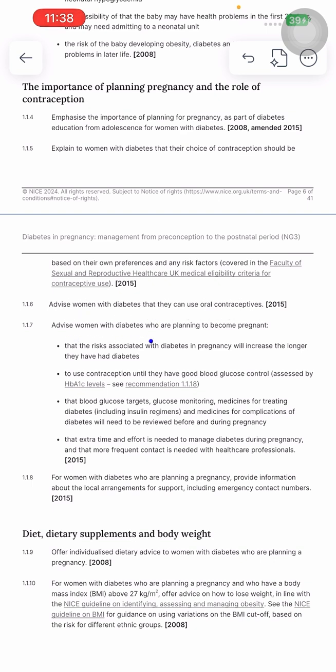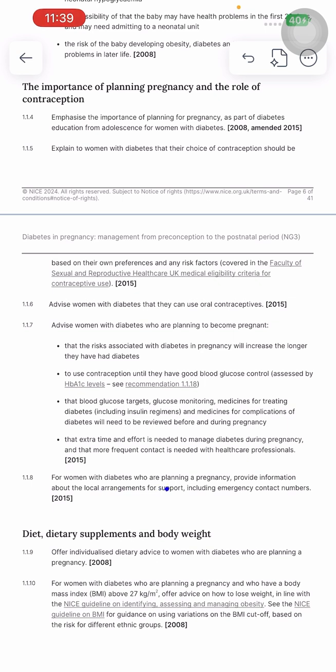Advise women with diabetes who are planning to become pregnant that the risk associated with diabetes in pregnancy will increase the longer they have diabetes. Advise the use of contraception until they have good blood glucose control. The blood glucose targets, glucose monitoring, medicine for treating diabetes, including insulin regimes, and medicine for complications of diabetes will need to be reviewed before and during pregnancy. Extra time and effort is needed to manage diabetes during pregnancy, and more frequent contact is needed with health professionals.